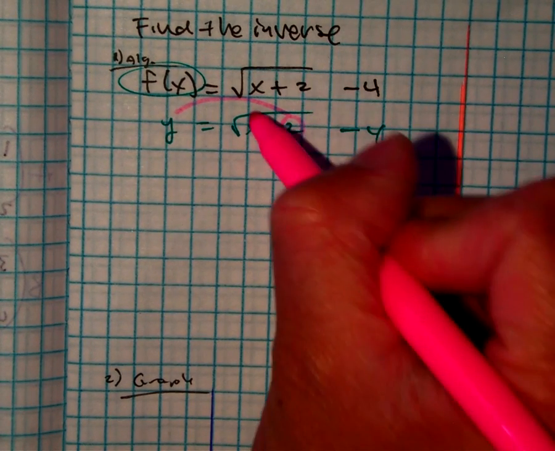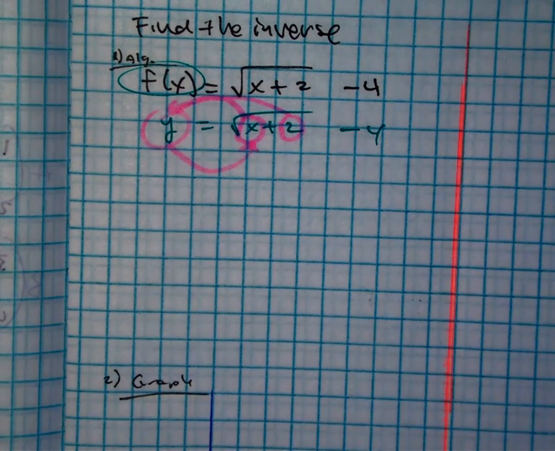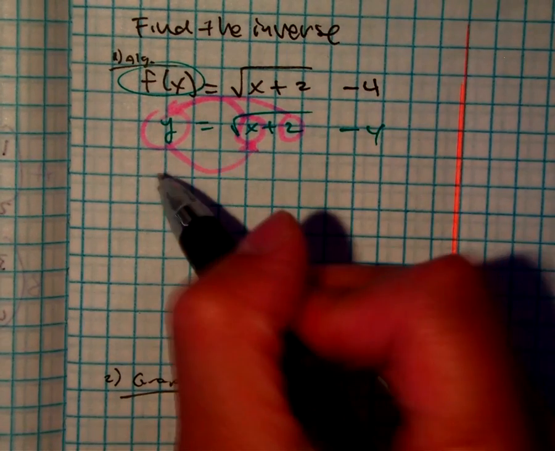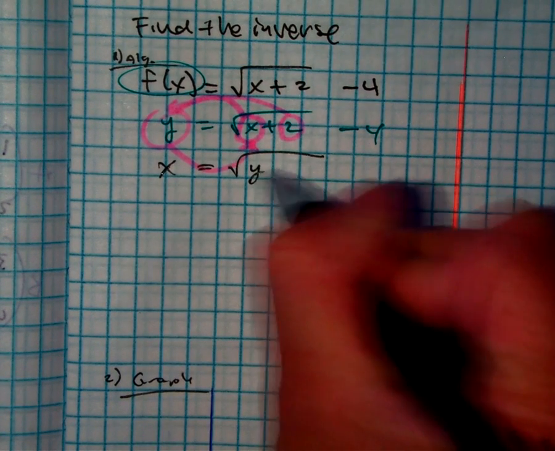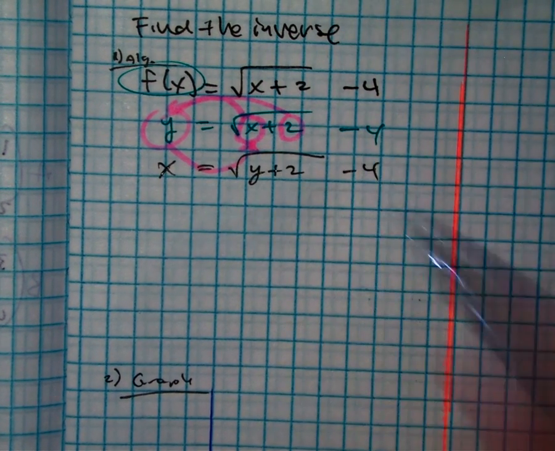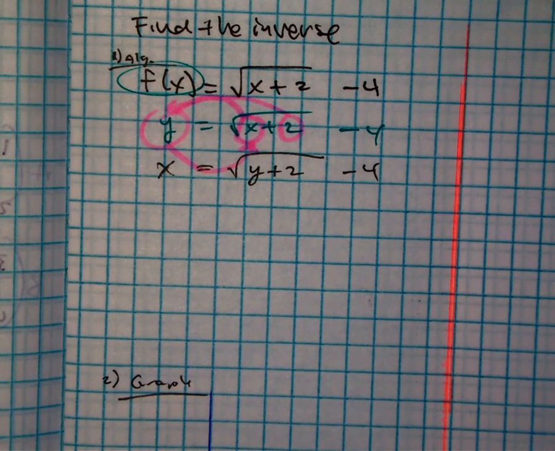Why did I circle the 2? I meant it to be the x. Delia, what should I write now? X equals square root of y plus 2 minus 4. Thank you. And Jasmine? What should I do next? Jasmine's not here. Thank you.